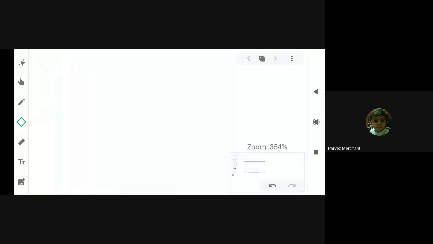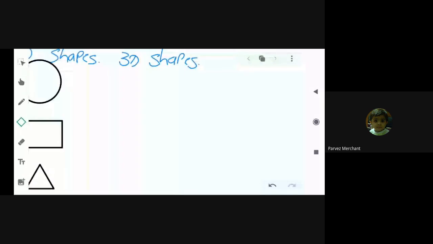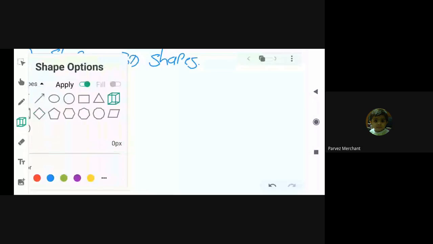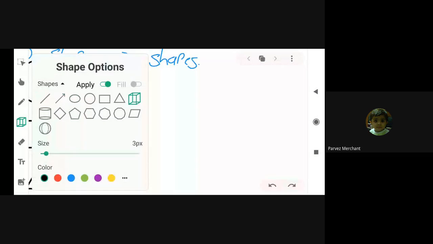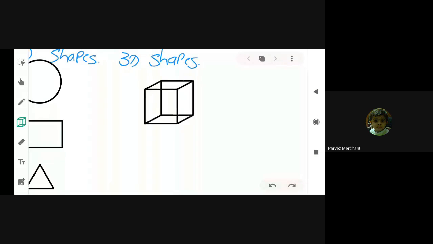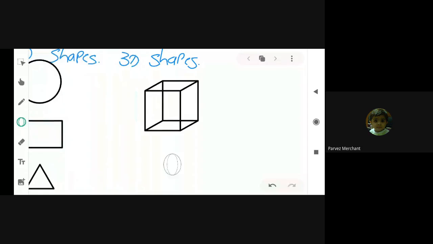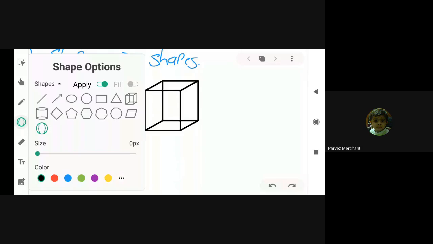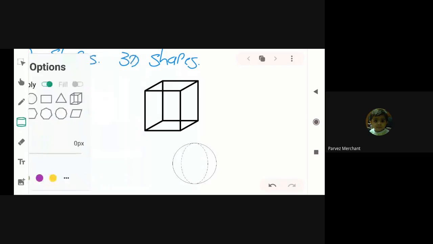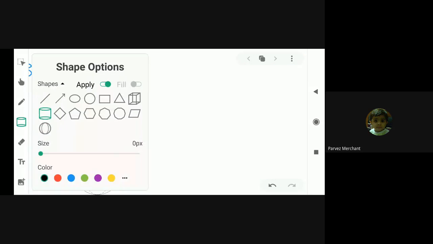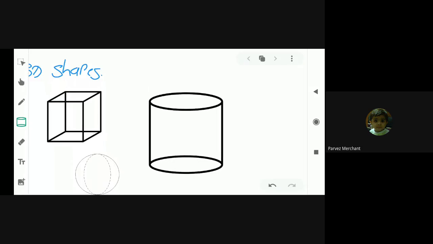But what is the meaning of 3D? 3D means you have to consider length, breadth, as well as height. So I am drawing some 3D shapes. For example, it is cube, right? It is sphere. Cylinder. Cylinder is another example of a three-dimensional shape.